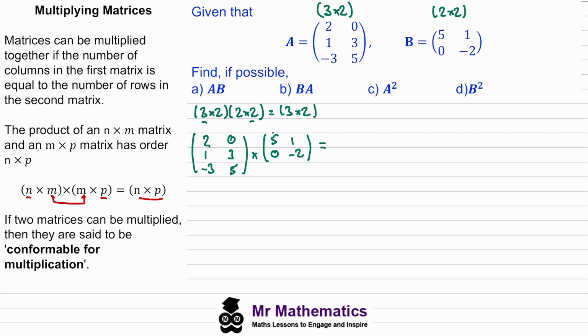We've got the 2 times the 5, which will give us 10. We'll put this in square brackets. And then we'll have the 0 multiplied by the 0. So this is the element in the first row and the first column of our 3 by 2 matrix. And then the next element will be the first row times the second column. So 2 times 1 plus 0 times negative 2.